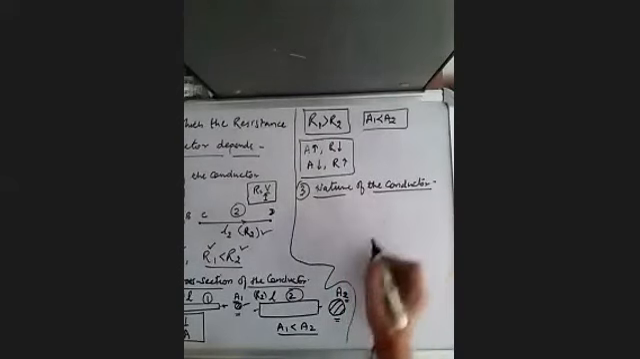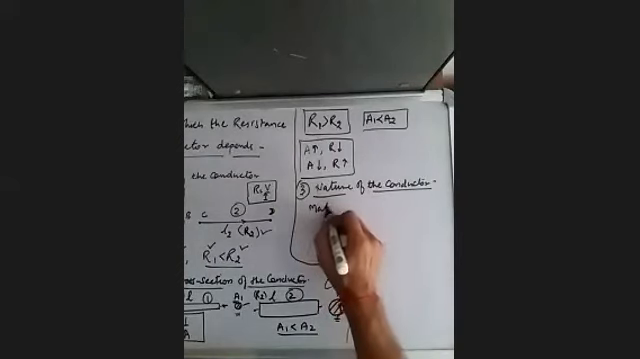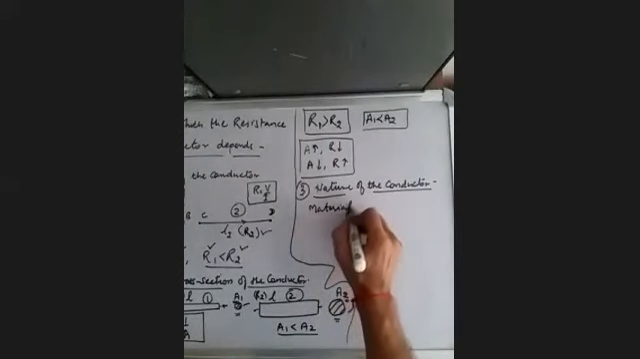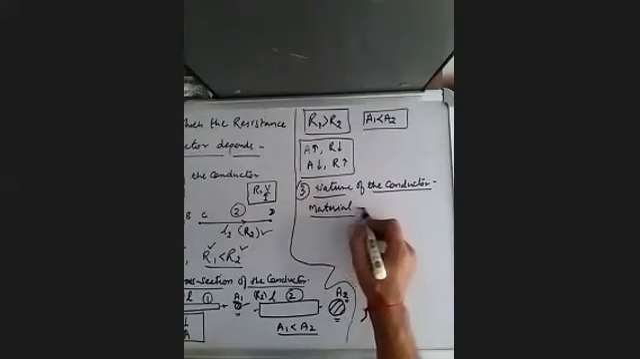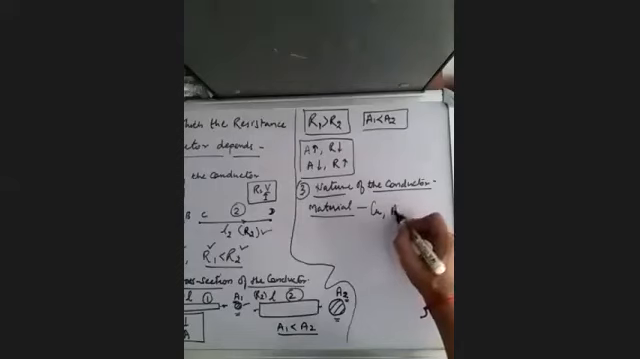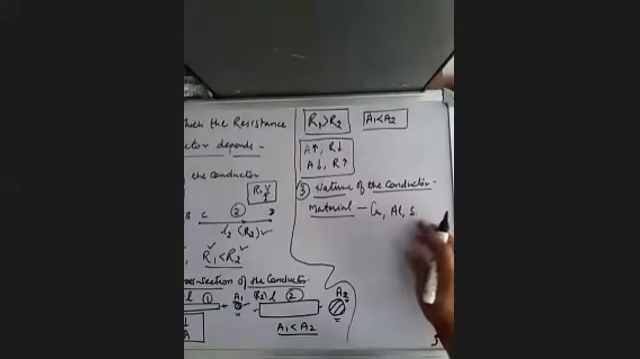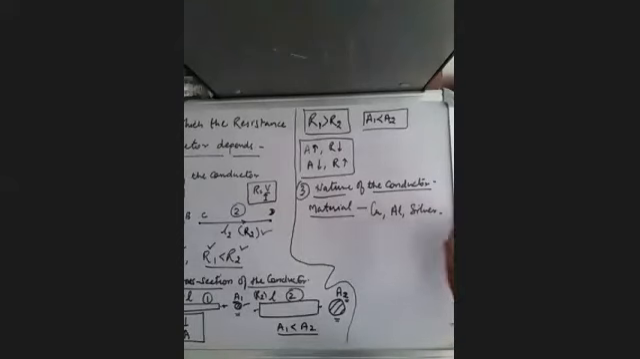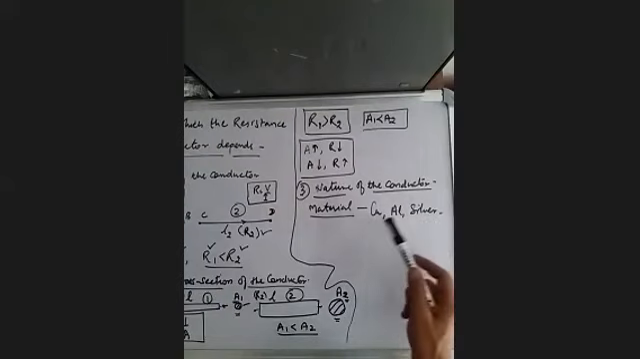So what do we mean by nature? Nature means the material of which it is made, because we know each and every material has different nature. So we have materials like copper, aluminium, silver, and so on. So conductors can be made up of any of these, but these all have different nature. Therefore, their resistance will also be different.